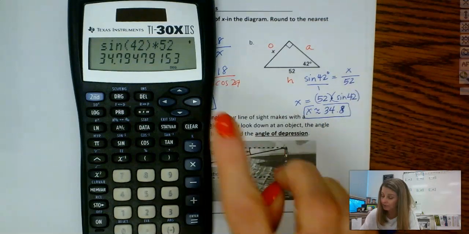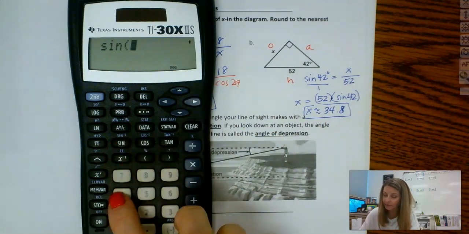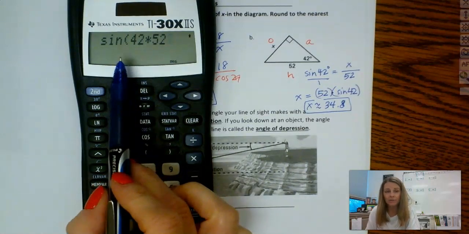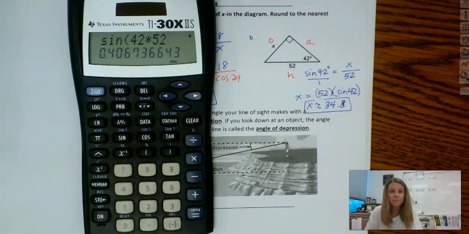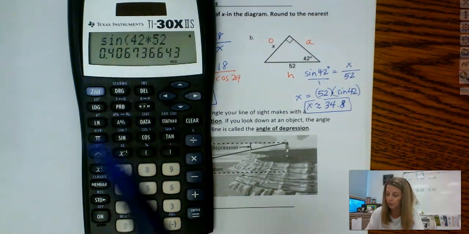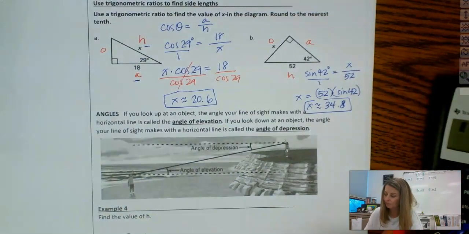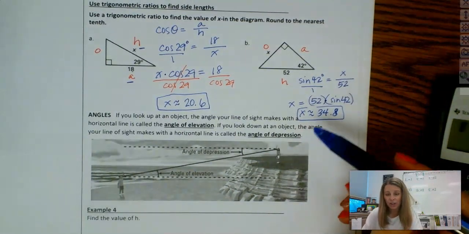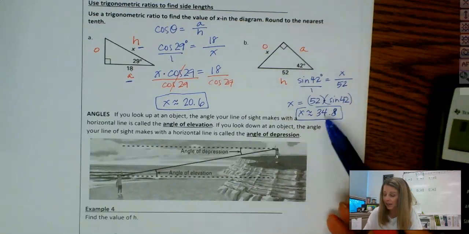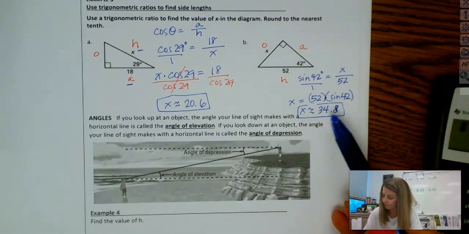If I don't close that parenthesis, if I do sine of 42 and then put times 52, my calculator thinks I want to take the sine of this number, and I get 0.4 as my answer. So you want to make sure that you're paying attention to what your calculator is doing. It's always going to open that parenthesis. Again, I check for reasonableness. 52 is the longest side, so I better get something smaller than 52.